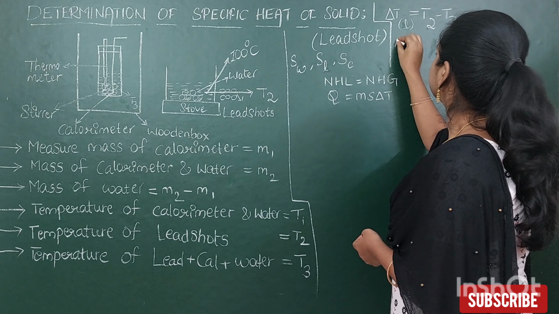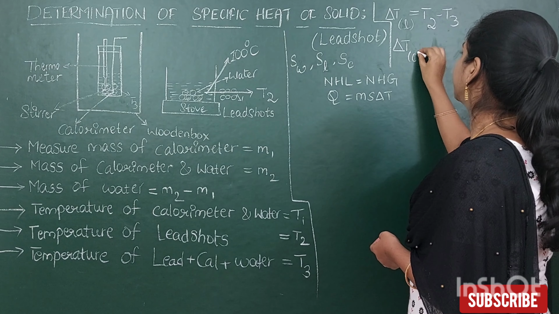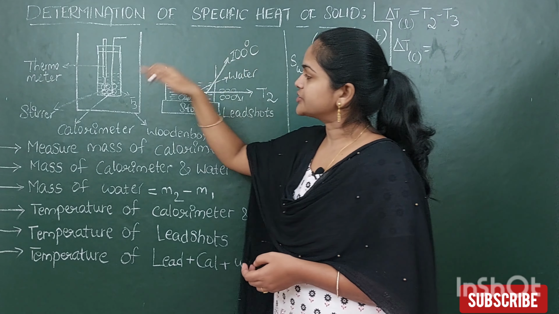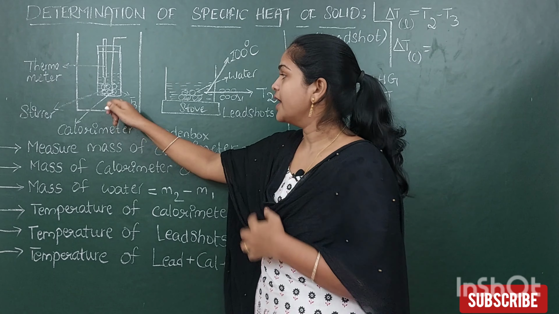Next we have to see the temperature difference in calorimeter. At the initial state the calorimeter has T1. After mixing, it has T3. The higher one is T3, so the difference is T3 minus T1. First we write the higher temperature, then the lower one. So the calorimeter's higher temperature is T3 minus the lower temperature T1.